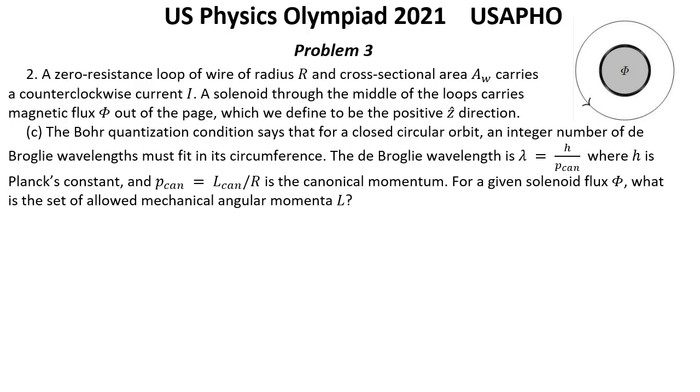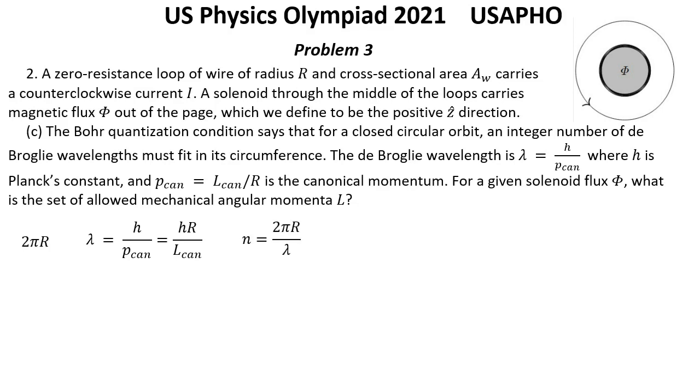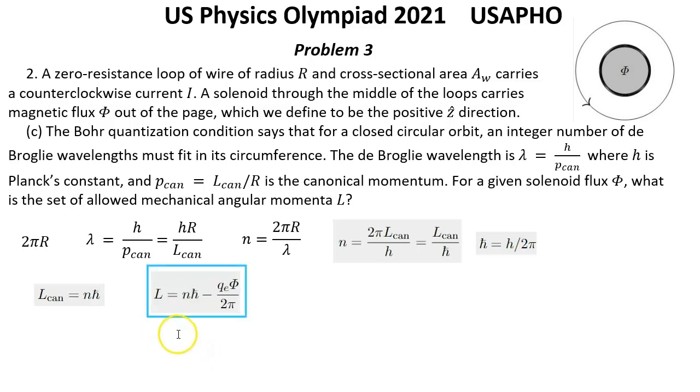Solution. The circumference of such an orbit is 2 pi r. The de Broglie wavelength is given by h over p_can, or h r over L_can. Then n equals 2 pi r over lambda, and finally that's equal to L_can over h-bar, where h-bar is Planck's constant over 2 pi. So we have L_can equal n h-bar, and then the allowed mechanical momenta satisfy this equation, where n is an integer. That was the solution for question C.